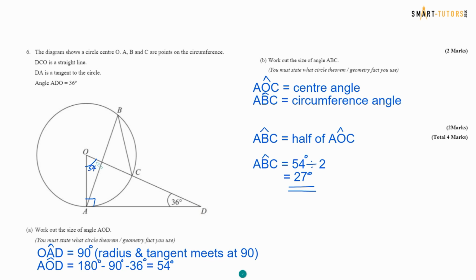So that is the first question, finding DOA. AOD, or DOA, is 54 degrees, as the tangent and radius is 90 degrees, take away from 180 will give 54. Now the second question is, work out the size of the angle ABC. ABC is a circumference angle. This is a center angle, this is a circumference angle. Half of 54 is 27 degrees. That is the answer for ABC. So 54 divided by 2, 27, is question number 6.